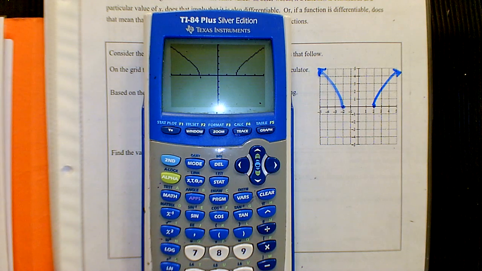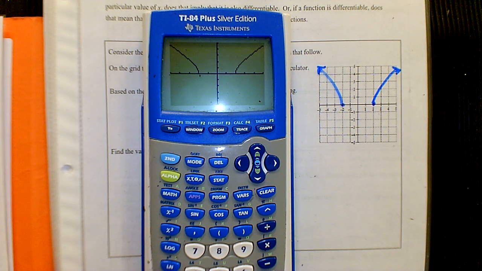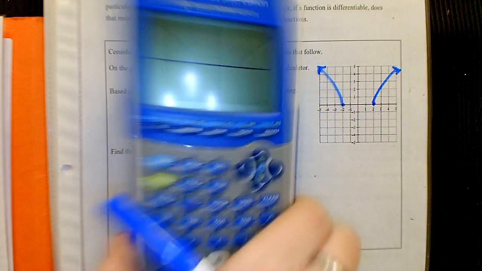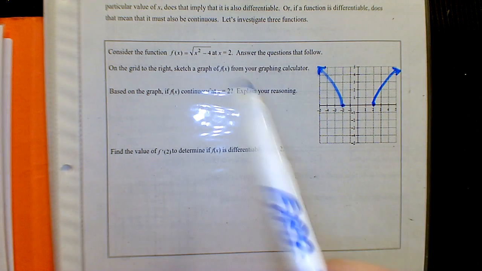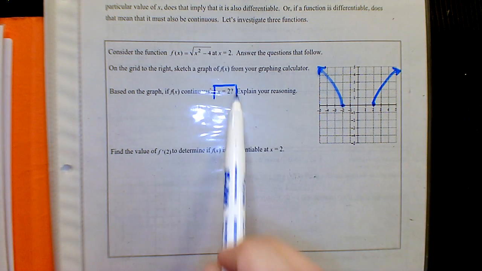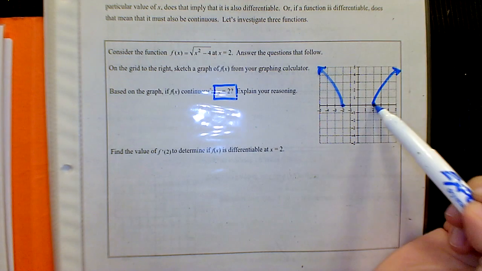Can we all get that graph? We can type it in our calculator. All right, so now that we have the picture of the graph, let's go ahead and answer some questions. Based on the graph of f of x, is it continuous at the x location of 2?